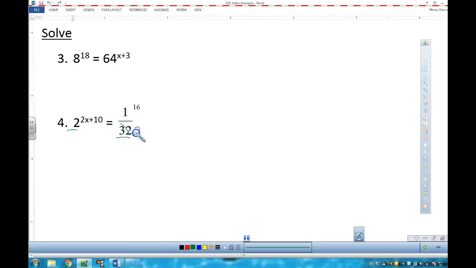So I could rewrite this as 2 to the 5th power. Now I don't want a fraction like that. I have to turn it back into a non-fraction. To do that, this has to come up top and becomes a negative. So right here I have 2 to the 2x plus 10 equals 2. Now I've brought it up top, so now it's a negative 5 power, and I still have 16 there. I made it a negative exponent because that will allow me now to cancel out my bases.